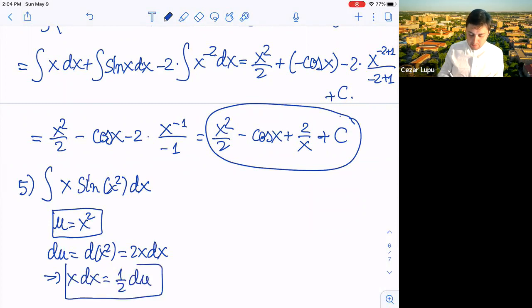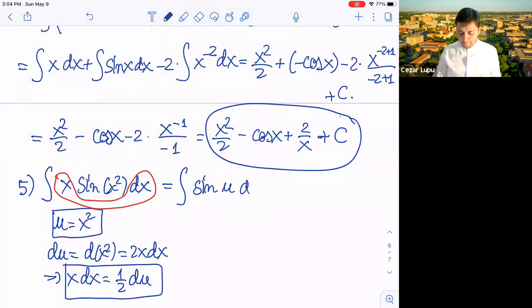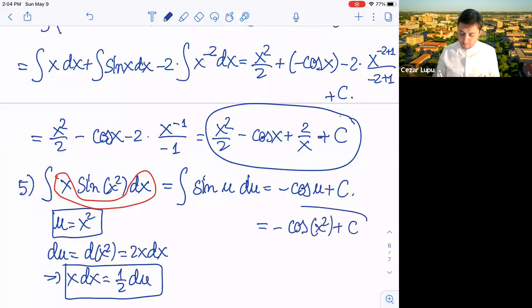Great, we have this. And so this integral will become, you see, we have this guy here, x dx. Look at this guy here. So this would be sine of u times x dx, which will be 1/2 du. And what is the integral of sine of u? It's negative cosine of u plus c. Now we go back, pay attention, to the initial substitution. So this would be negative cosine of x squared plus c, and that's it. There you go. See, it was pretty simple if you see the substitution, the u sub.